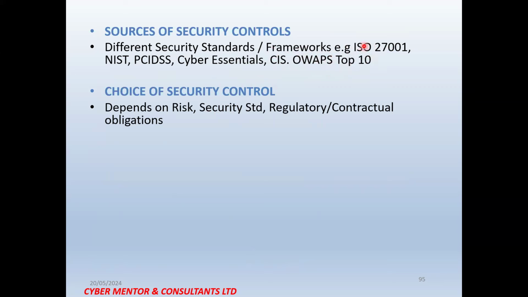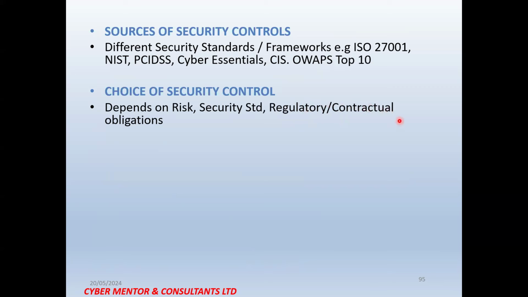Also, if you are implementing ISO 27001, the controls that you are going to deploy will be based on the controls stated in ISO 27001. The same goes for PCI DSS. For example, if you are implementing PCI DSS for the payment card industry, definitely they have their own unique controls that you have to implement. It is also a function of regulatory and contractual obligations. For example, if the regulators want you to have a particular control in place, definitely you have to implement it because your regulators want it.